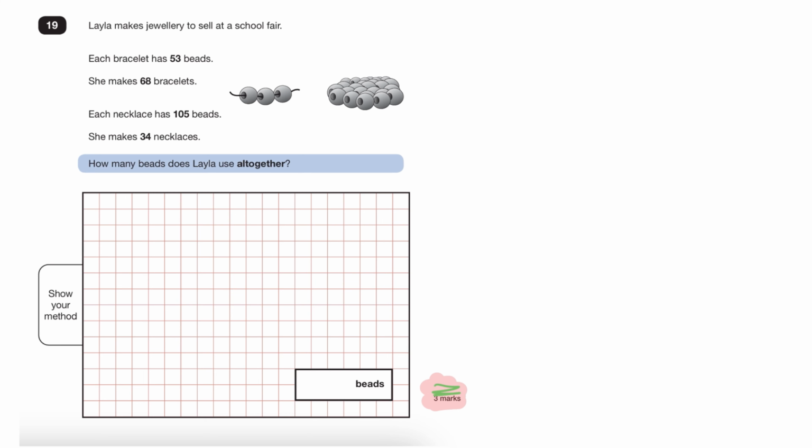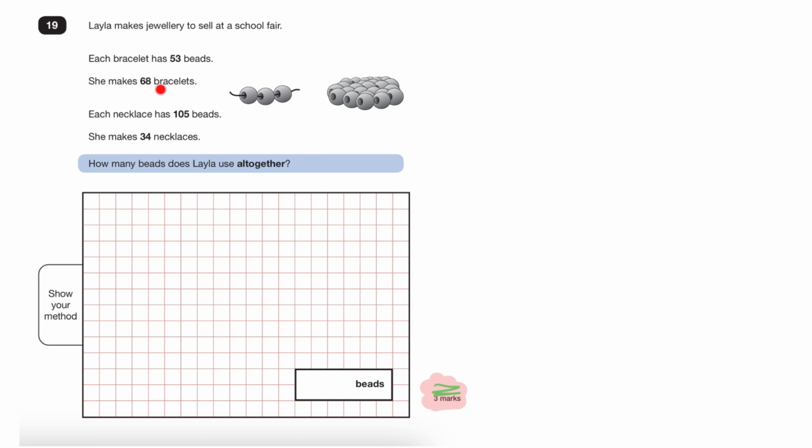And the reason it's 3 marks is because we're basically going to do 2 sets of long multiplication. So we've got Layla makes jewellery to sell at a school fair. Each bracelet has 53 beads. She makes 68. So straight away I'm thinking 53 beads on a bracelet. She makes 68 of them. In my head, that's going to be a multiplication. And then there's another one, and she makes 34 of them.